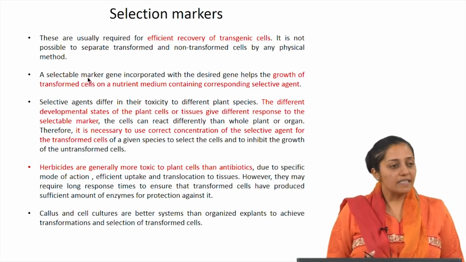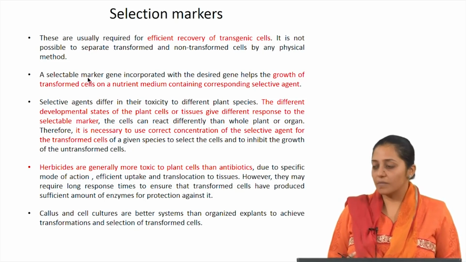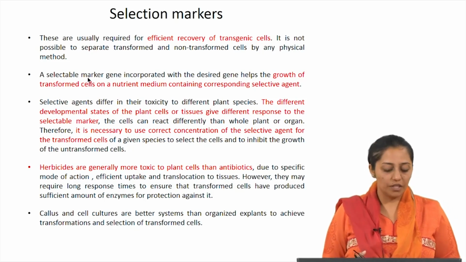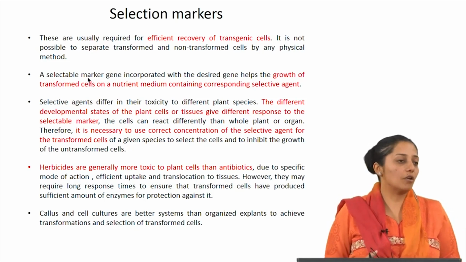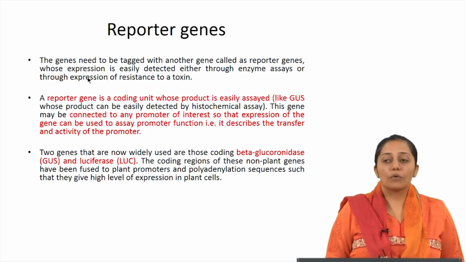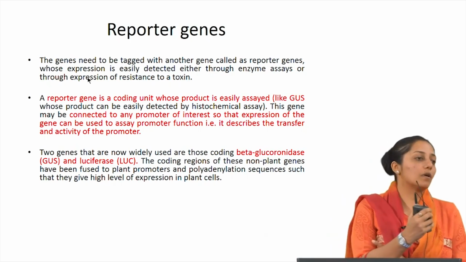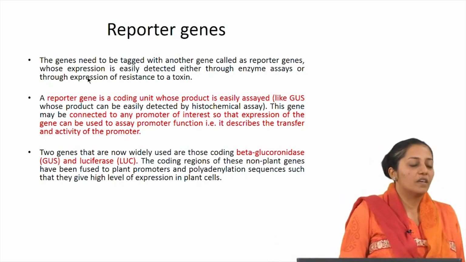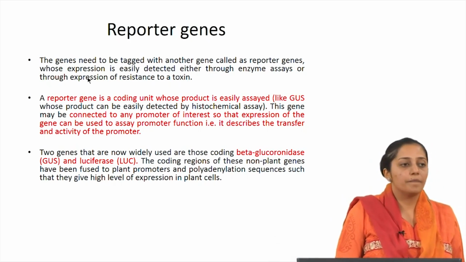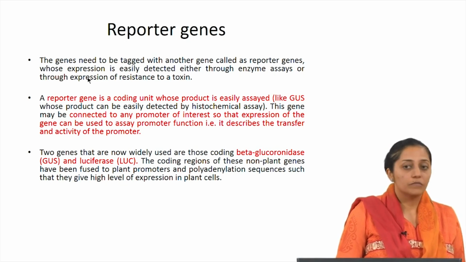Now callus and cell cultures are better systems than organized explants to achieve transformations and for the selection of transformed cells. Now reporter system, how is it different from your marker system? Generally your GUS, your GFP you must have heard, isn't it? Why is it used?